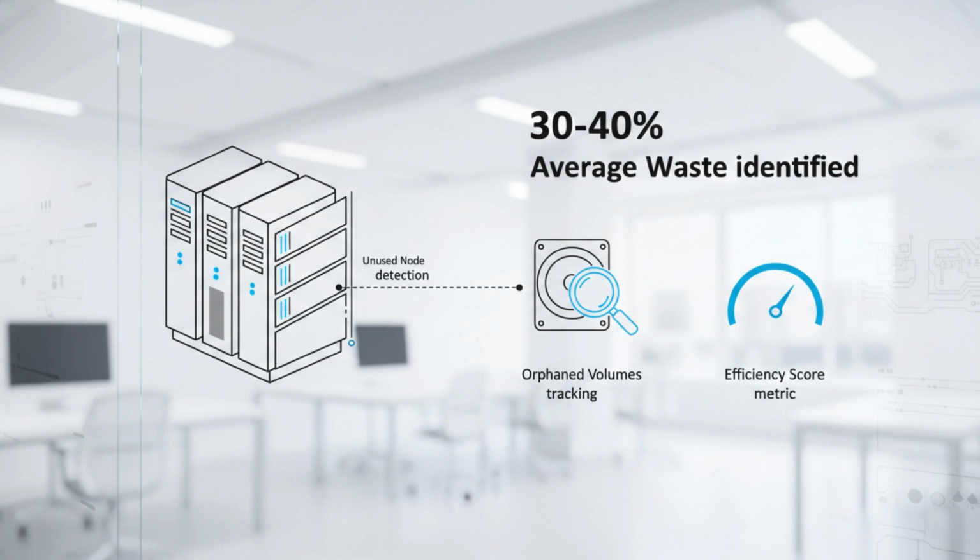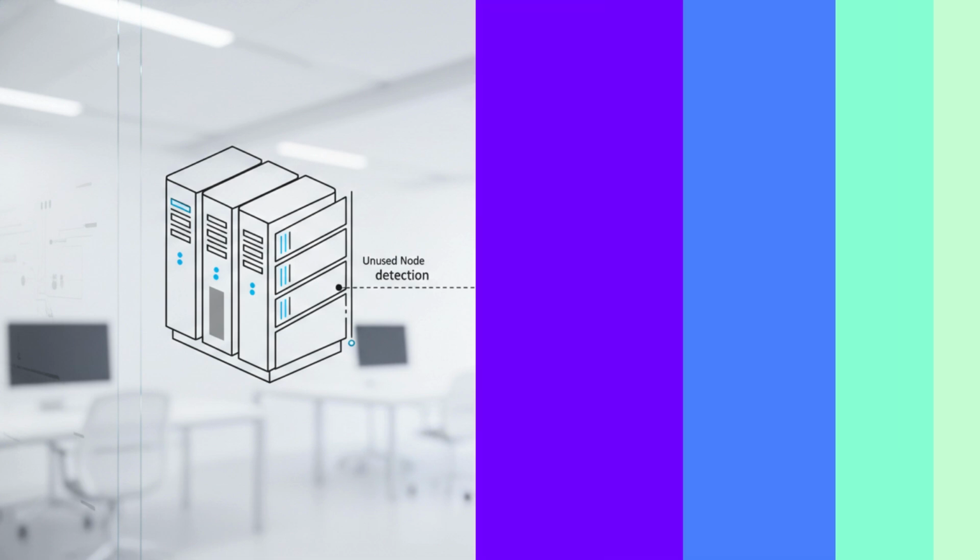Typically, we see a 30–40% average waste in unoptimized environments. By identifying these idle nodes, you can trigger cluster autoscalers to downscale or consolidate workloads, effectively eliminating the cost of unused hardware. We also look for orphaned volumes, storage disks left behind after a pod is deleted, which can quietly add hundreds of dollars to your monthly bill.